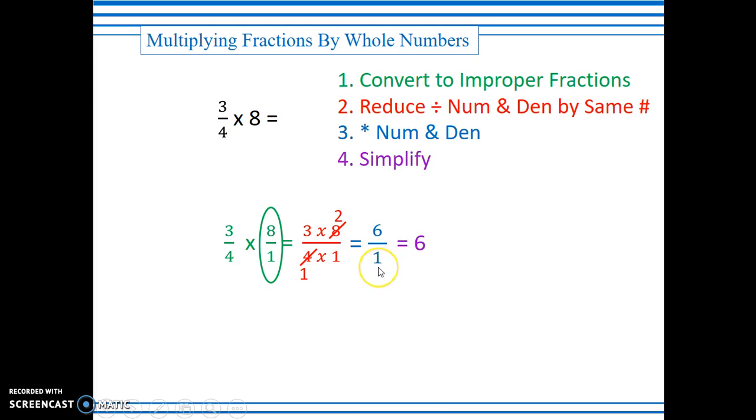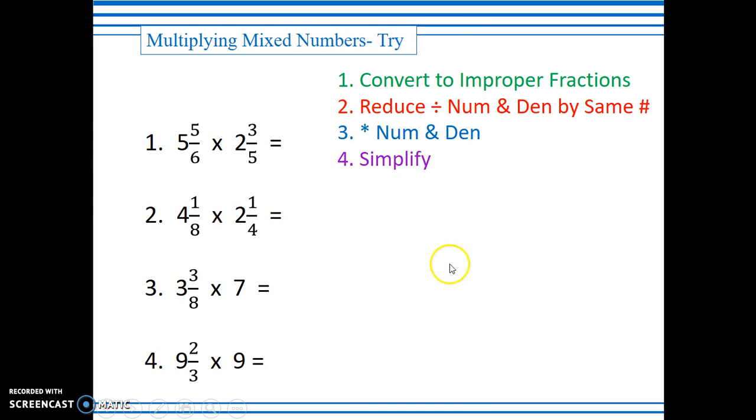So the only thing that's different from the problems that we did yesterday is that we need to convert to improper fractions first. Okay, here are 4 problems for you to try. Remember, you're going to convert to improper fractions, then you're going to reduce, then you're going to multiply, and then you're going to simplify. Go ahead and try those.